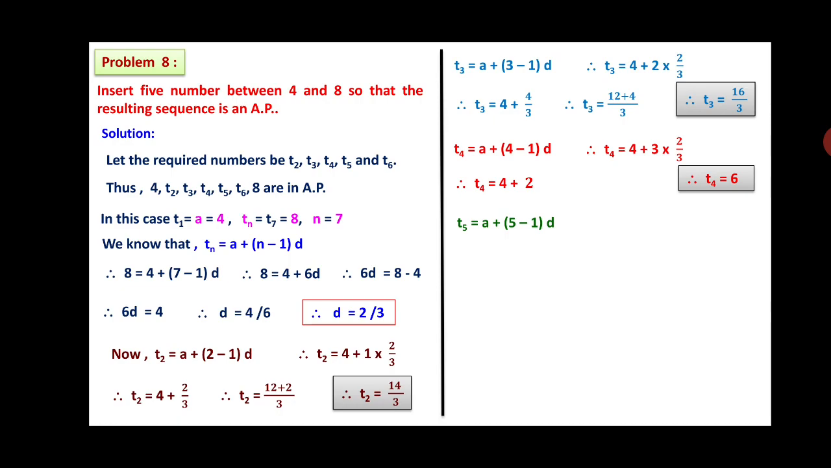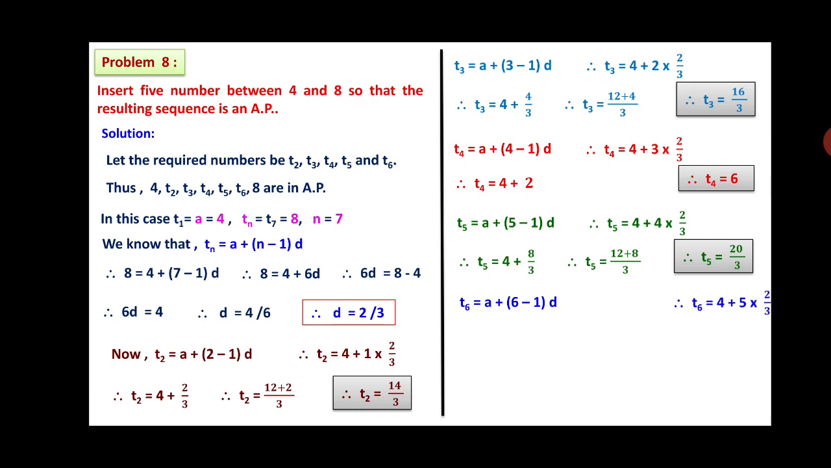Now T5 will be equal to A plus (5 minus 1) into D. Therefore T5 is equal to 4 plus 4 into 2 upon 3. Therefore T5 is equal to 4 plus 4 2s are 8 upon 3. 4 3s are 12 plus 8 upon 3, that leads to T5 is equal to 20 upon 3. So the last term T6 is equal to A plus (6 minus 1) into D, which will be 4 plus 5 into 2 upon 3. Therefore T6 is equal to 4 plus 5 2s are 10 upon 3. Therefore T6 will be 4 3s are 12 plus 10 upon 3. Therefore T6 is 22 upon 3.